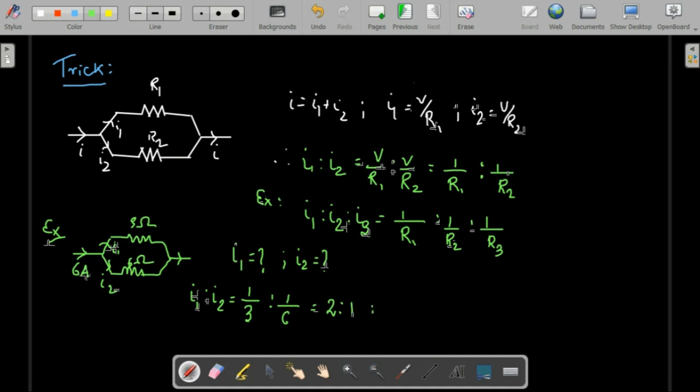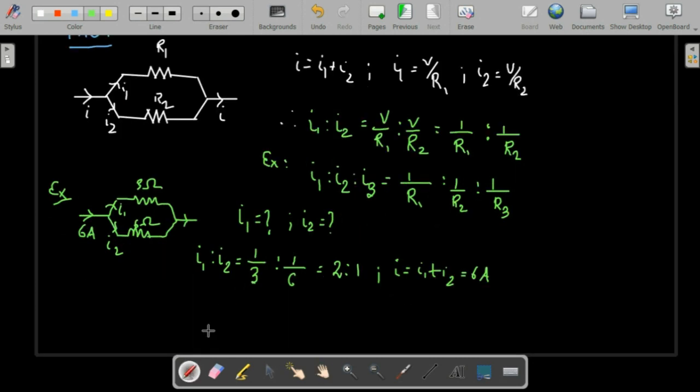We also know that I is equal to I1 plus I2, which is 6 amps as given. So we know the total current, and we know the ratio between I1 and I2. So we can now use a simple concept. If I want to find I1, what is the sum here? 2 plus 1, which is equal to 3. So there are three parts to it. This current is divided into three parts, out of which two parts flow through R1 and one part flows through R2. This is less resistance, so more current will flow. So I1 is 2, I2 is 1.